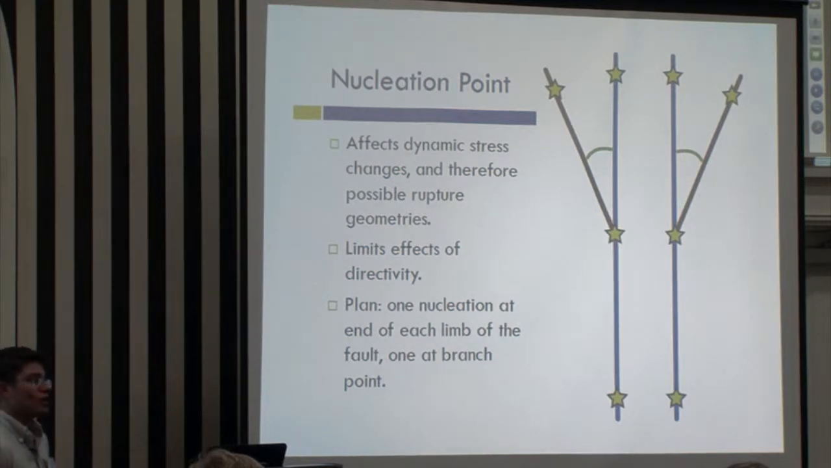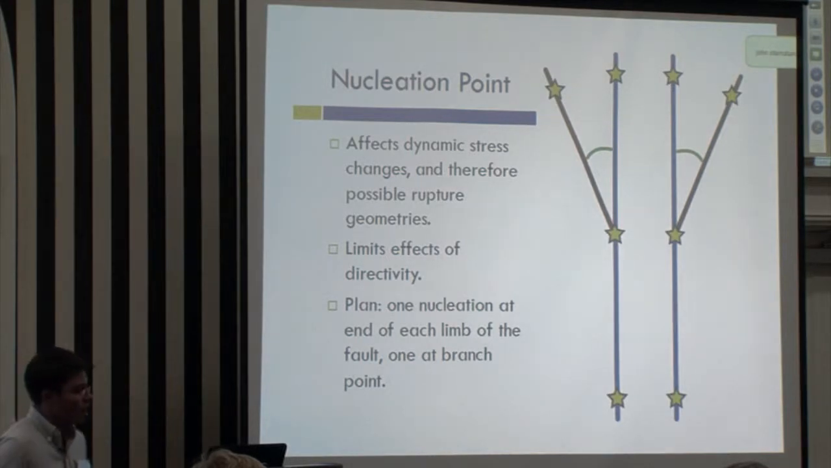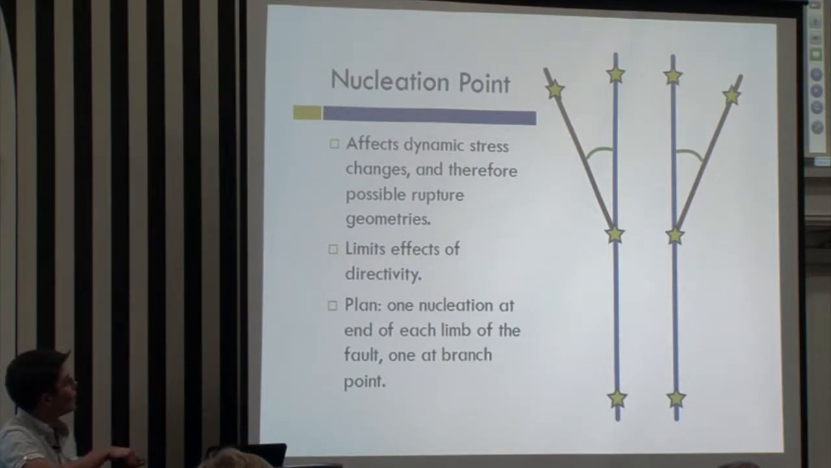The choice of nucleation point affects the possible geometries. It affects the dynamic stress changes. It affects the directivity as well. So both in terms of which direction it's going in and also how close you start to the branch will have some effect. So I've put my proposed nucleation points all at the ends of each section to basically maximize the effect of directivity, because the longer you have a rupture front going, the more energetic it becomes and the more likely it is to set off rupture on some splay or some step over.